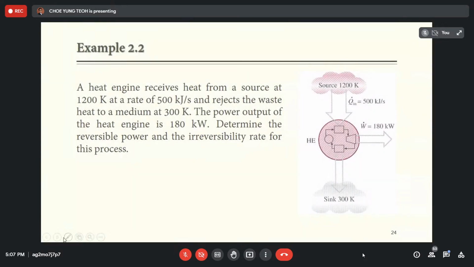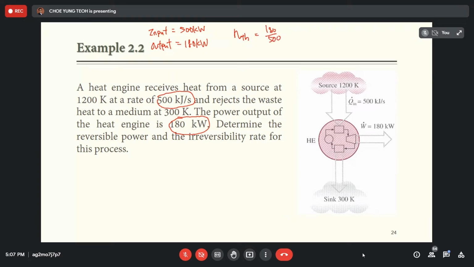Okay, this is the actual output. This is input. So I say that input is equal to 500 kilowatt, and output is only 180 kilowatt. Okay, if you want to calculate the efficiency, thermal efficiency, you'll get 180 divided by 500.